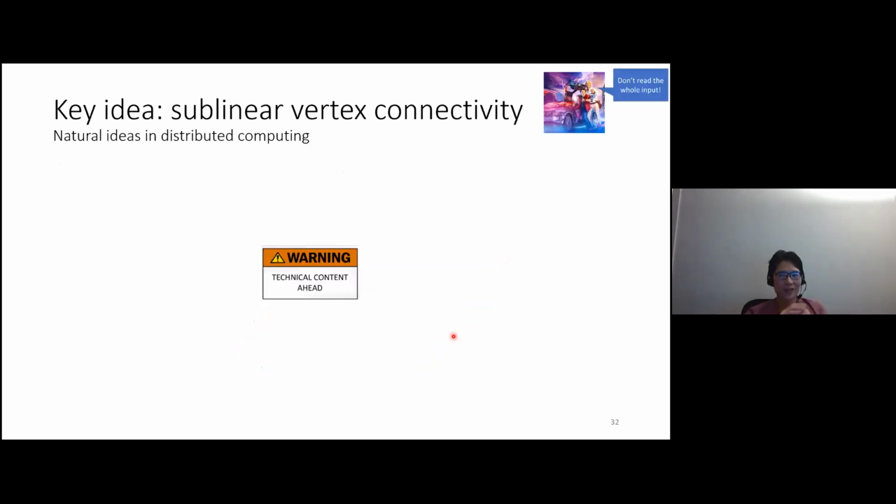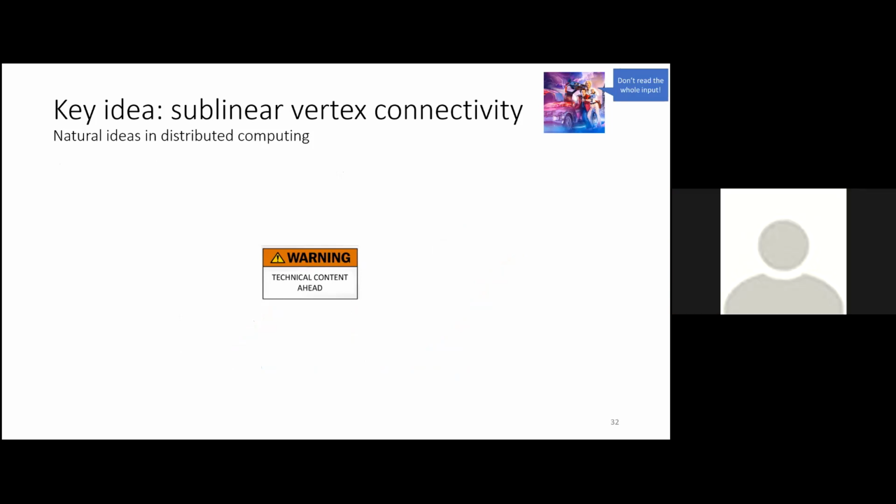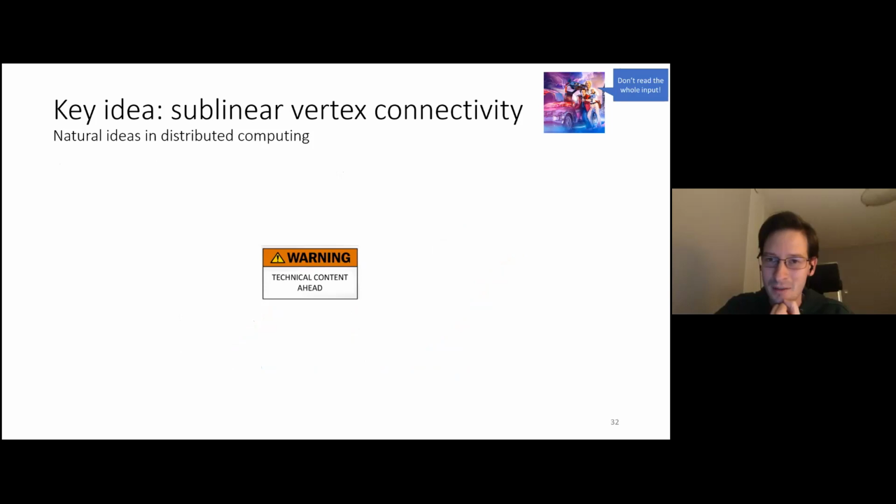Now I'm going to spend a few minutes talking about the ideas, but any questions? Because now it's going to get technical. Yes, I have one question. You mentioned that you don't read the entire input. I was curious whether you could give some insight on how you manage to check vertex connectivity without checking the entire graph. Okay, I see. A simple intuition.